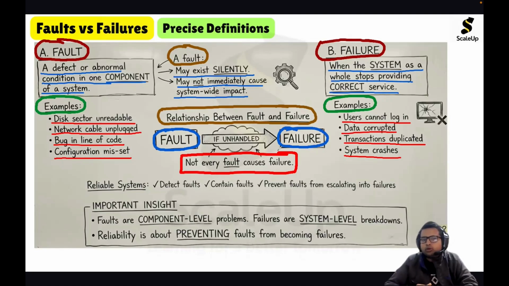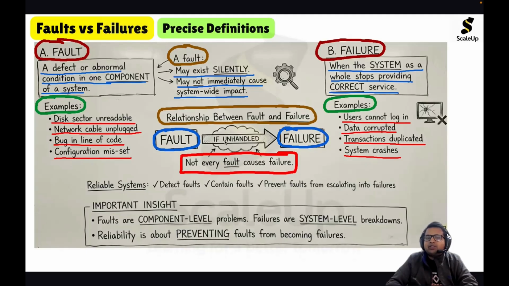Now I hope you got a very good understanding of what exactly is the meaning of fault, what exactly is the meaning of failure, the difference between the fault and the failure, and also one very important observation: not every fault causes failure.